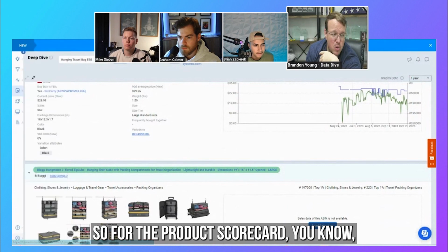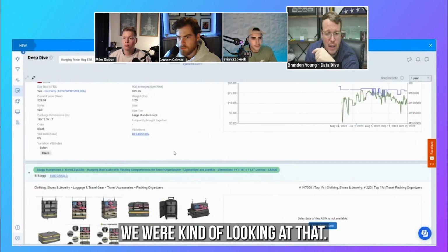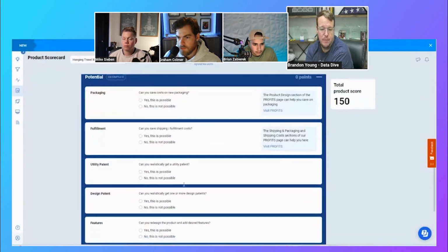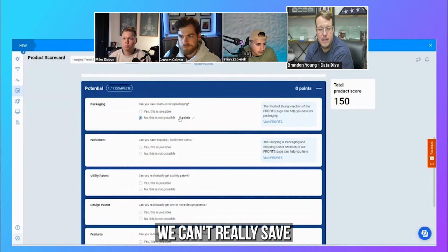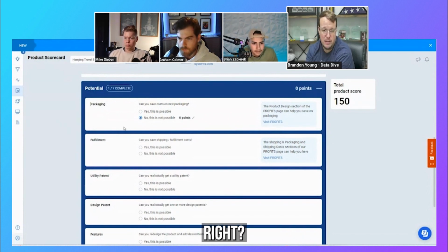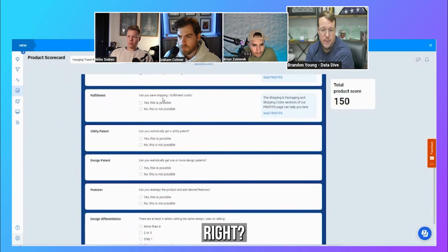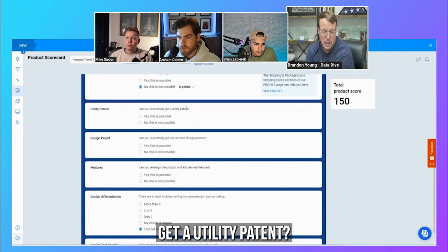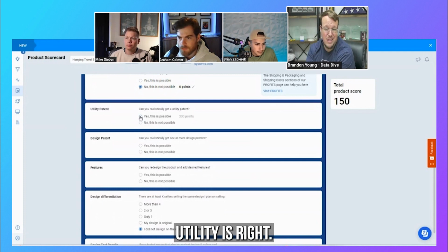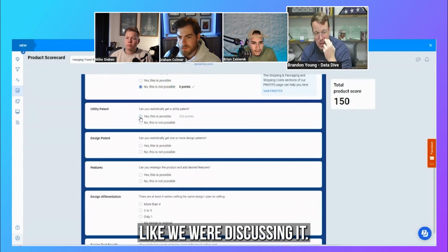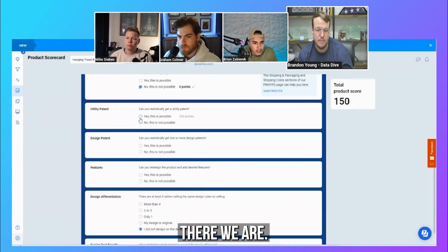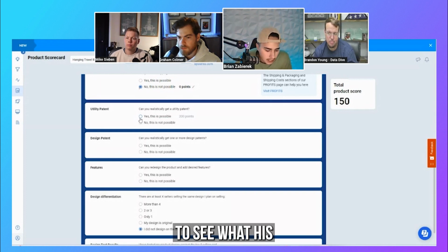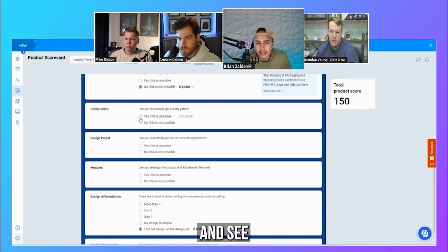So for the product scorecard, we were kind of looking at that. When you look at the product scorecard and you look at potential, we can't really save versus the competitors, right? You can't really save on fulfillment fees. Can you realistically get a utility patent? Utility is possible, right? Like we were discussing it. Yep. Did you do any more exploration there? We had engaged Rich. We're waiting on a response from him, but we were gonna explore with Rich to see what his thoughts are.